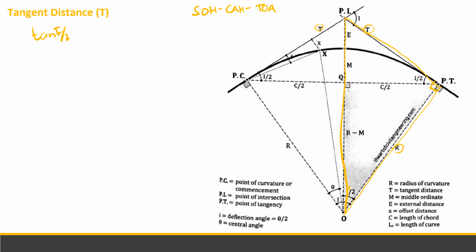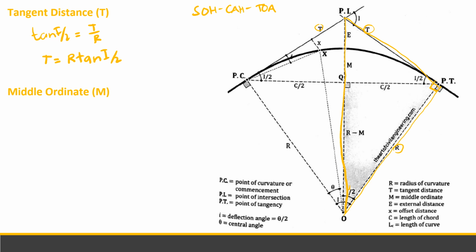So tangent I/2 is equal to the opposite over hypotenuse. So T over R. So simplify that in equation, T is equals to R tangent I/2. So yan yung formula for the tangent distance.